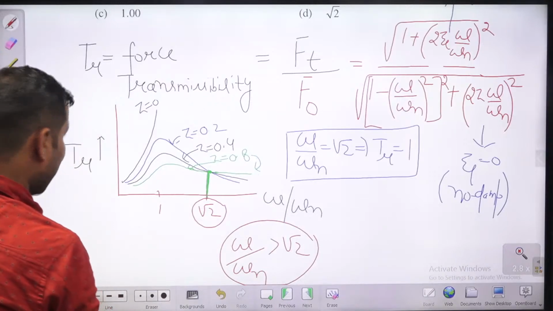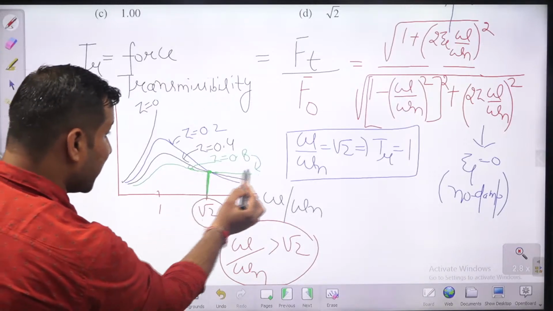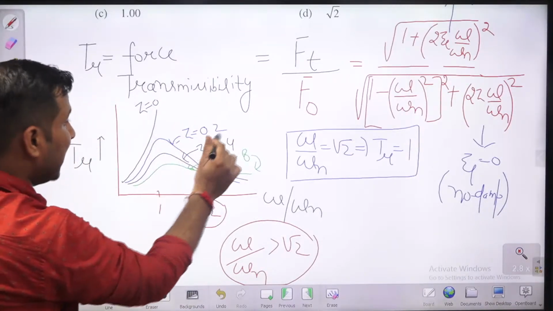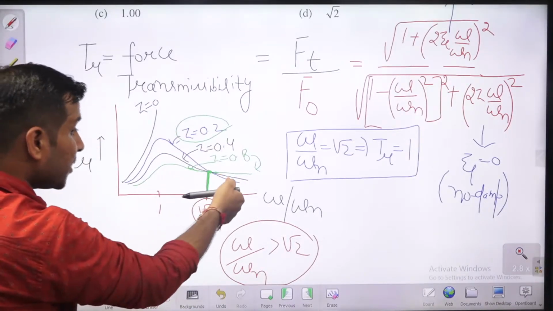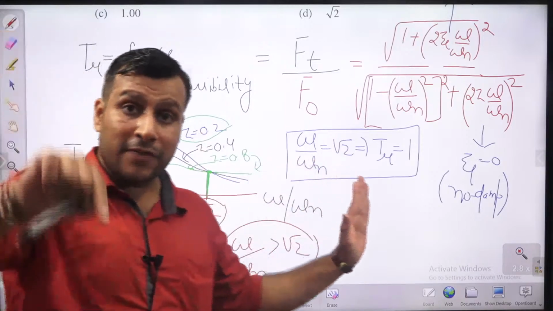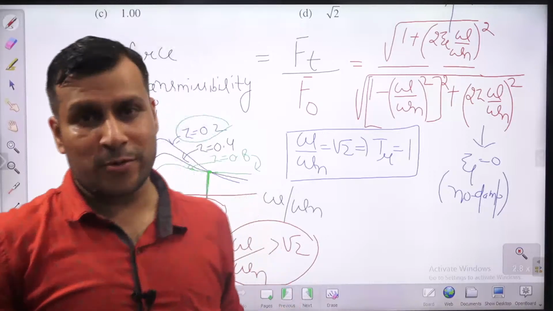Okay, here what is the damping factor? What is the damping factor? It is more, but the transmissibility is more. Here for the blue color, the damping factor is less, but the transmissibility is less. That's why at this point, the transmissibility will be more. Two important results you need to remember.